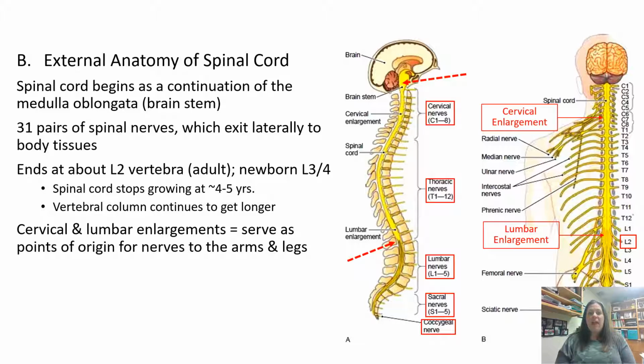There are some cervical and some lumbar enlargements that are present in the spinal cord. They are going to serve as points of origin for nerves that are going to travel to your arms when we talk about the cervical enlargement, and then the lumbar enlargement are going to be the nerves that service the legs.